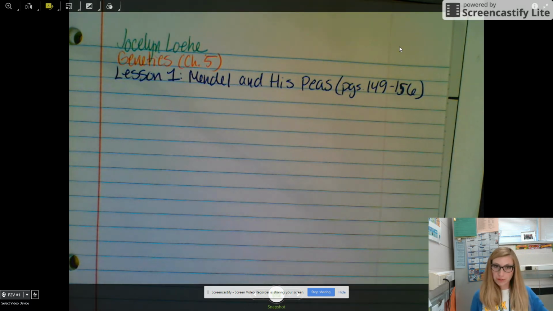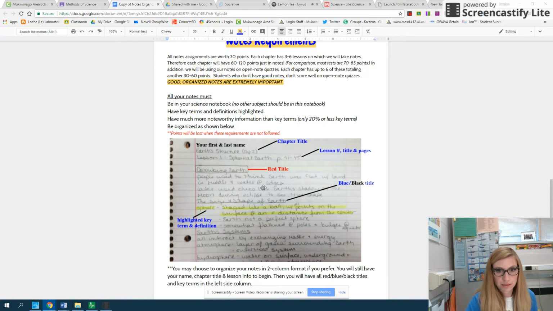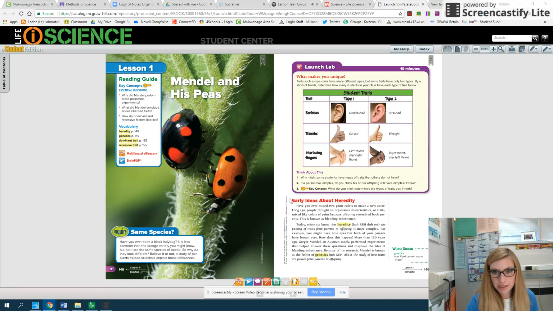Okay. All right, from there, what I'm going to do is I am going to use red. You don't have to do red. If you want to do a different color, that's fine. But you will have to box it in. I am going to do the title that is in red in my book. So the reason why it says red title in the notes requirement here is because it's referring to the red title in the book here.